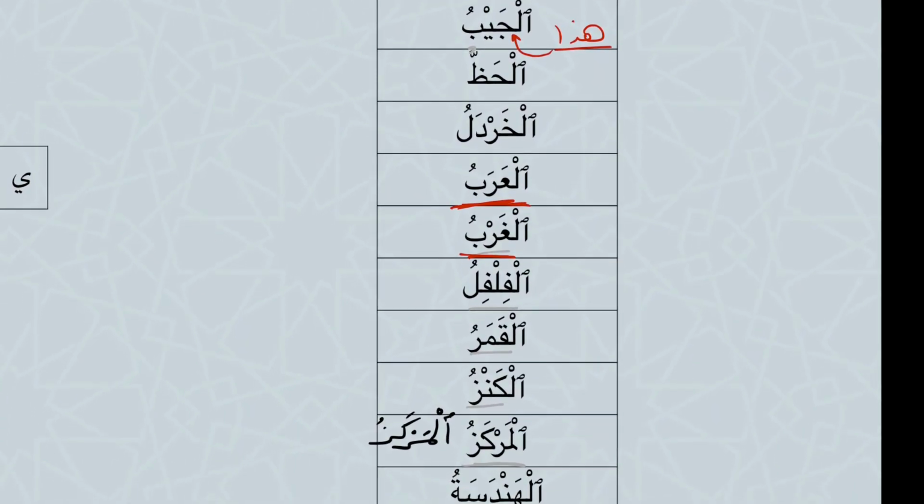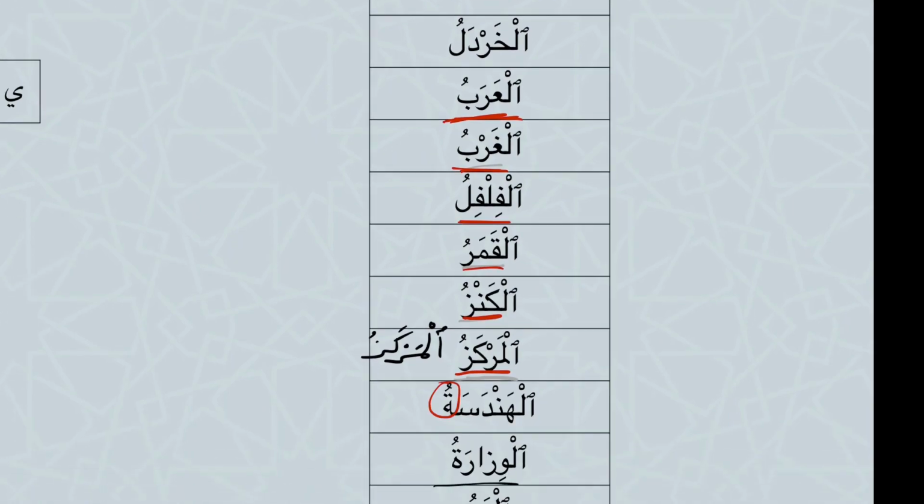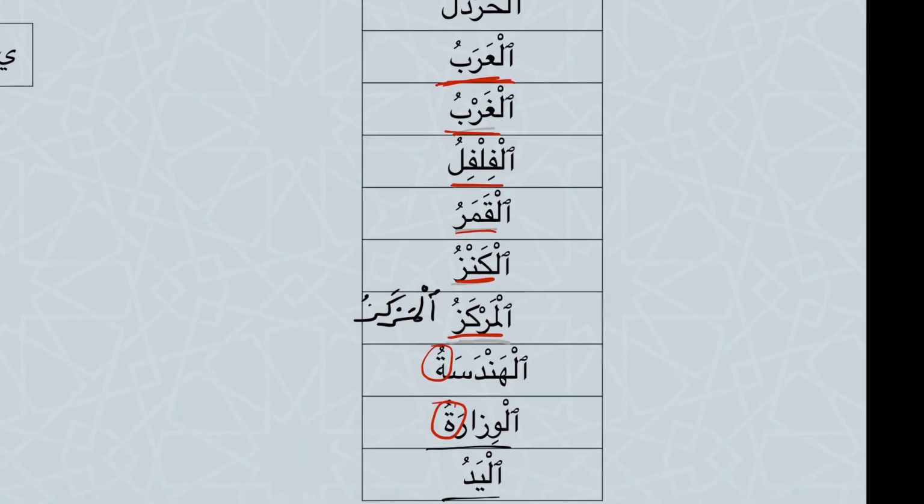الفلفل. هذا الفلفل. هذا القمر. هذا الكنز. هذا المركز. And هندسة ends with a تاء مربوطة, so it's feminine. هذه الهندسة. هذه الوزارة. هذه اليد. اليد in Arabic is feminine.